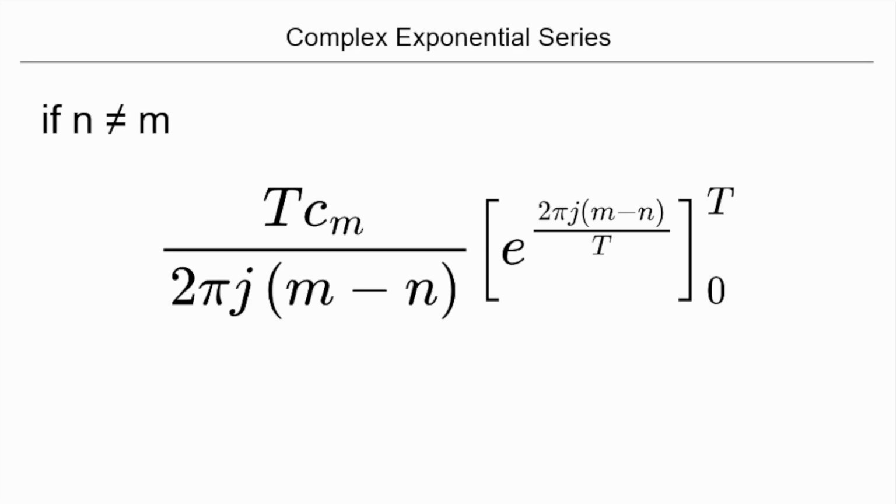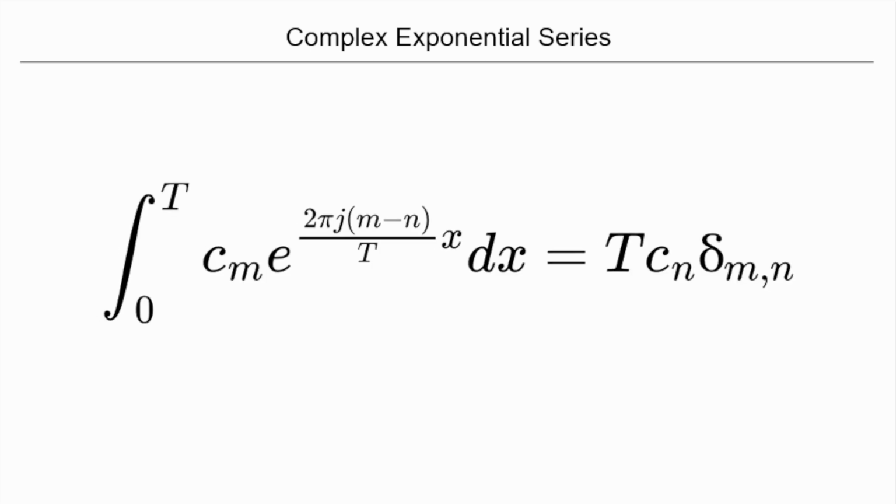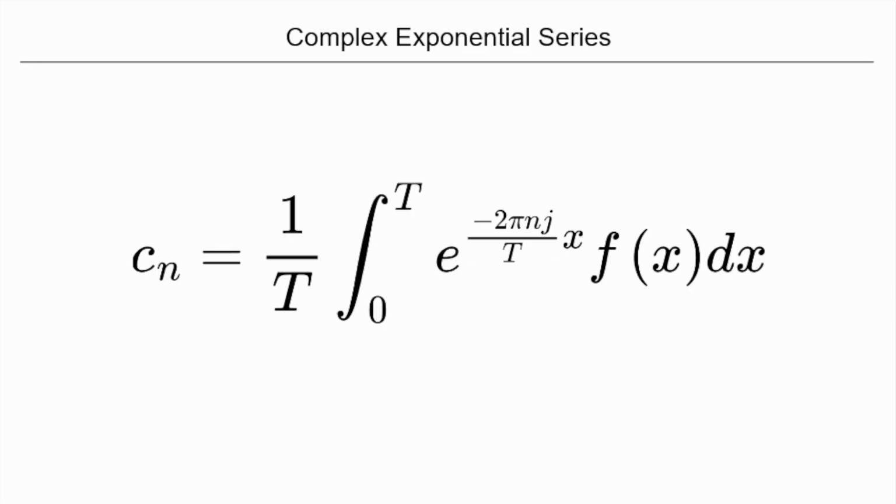If n does not equal m, you get this, which simplifies to 0. If n and m are the same, you just get Cm multiplied by the period. But n equals m, so it's the same as Cn multiplied by the period. So this is just the period multiplied by Cn multiplied by the delta function. Solving for Cn, we get this. So with this formula, you can just calculate all of the Cn's.